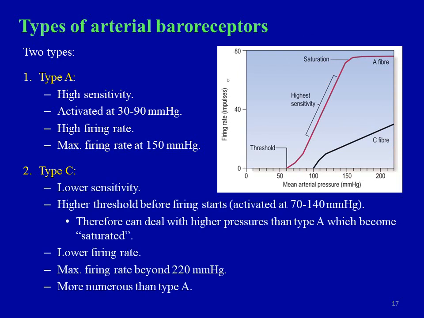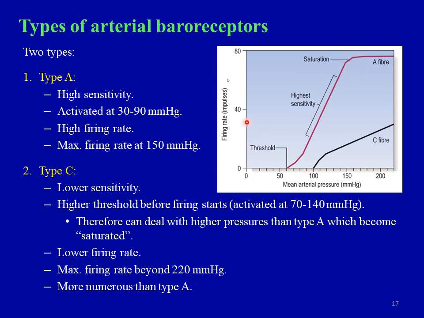The type C baroreceptors have a lower sensitivity. As we can see, they have a higher threshold before firing starts, and they are activated at a range between 70 to 140 millimeters of mercury. In this figure, it is around 100, which is within this range. Therefore, type C fibers can deal with higher pressures than type A, because type A fibers around this pressure will become saturated. Type C fibers have a lower firing rate.